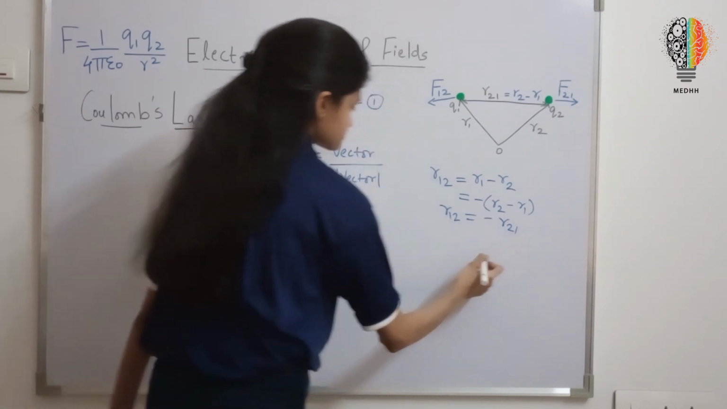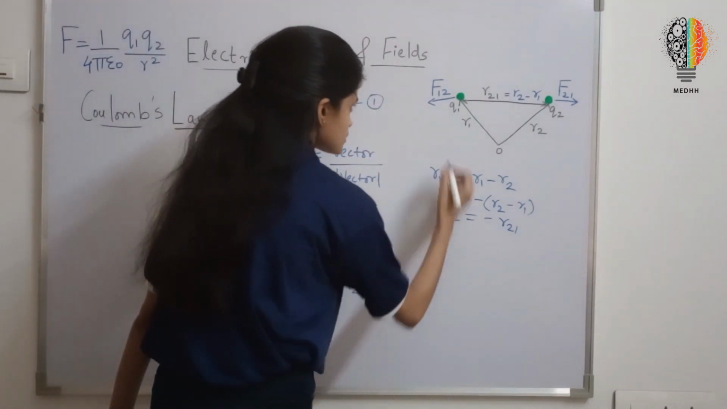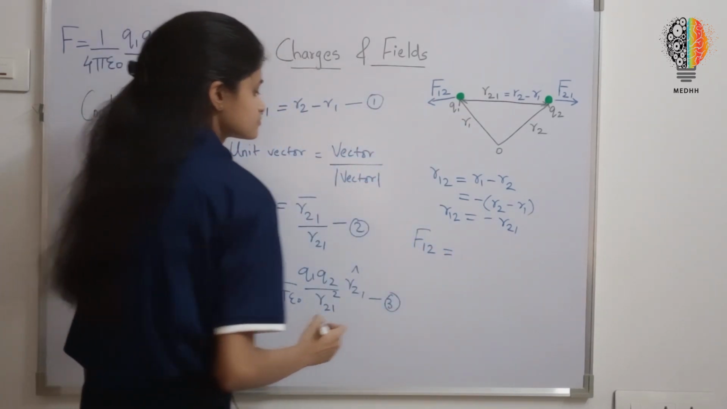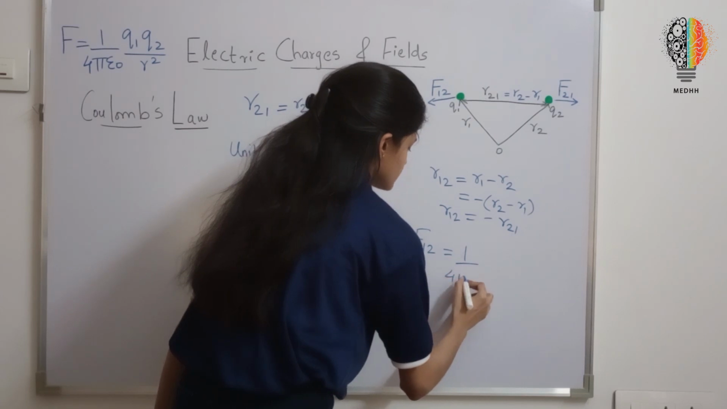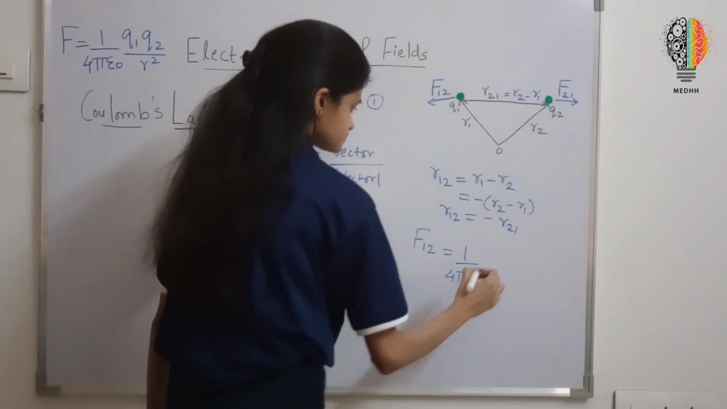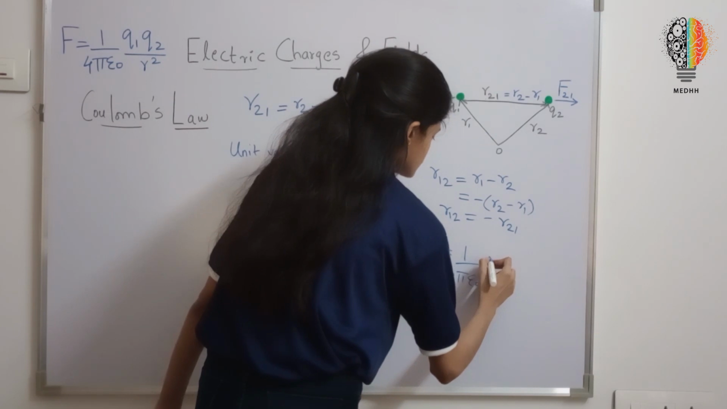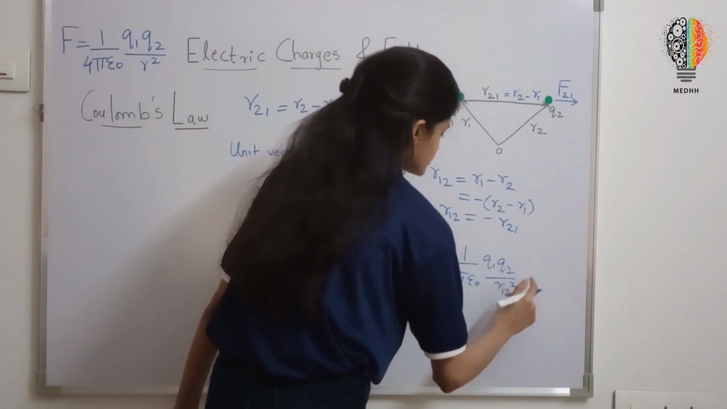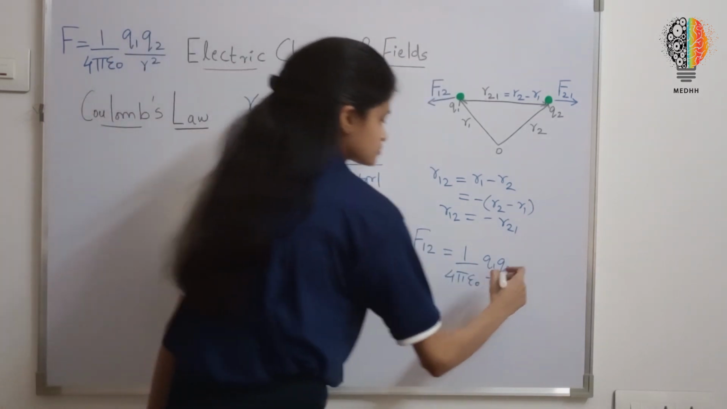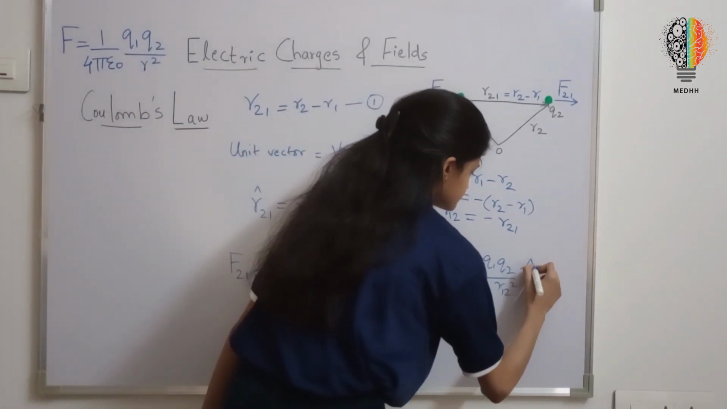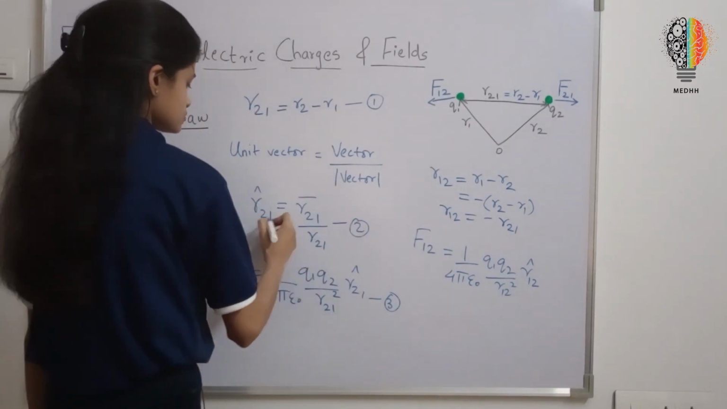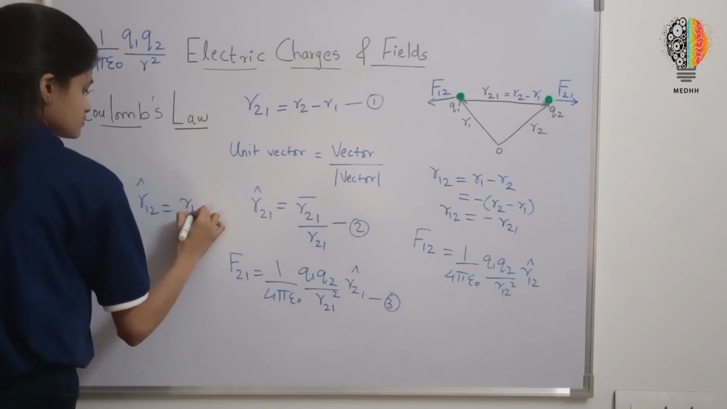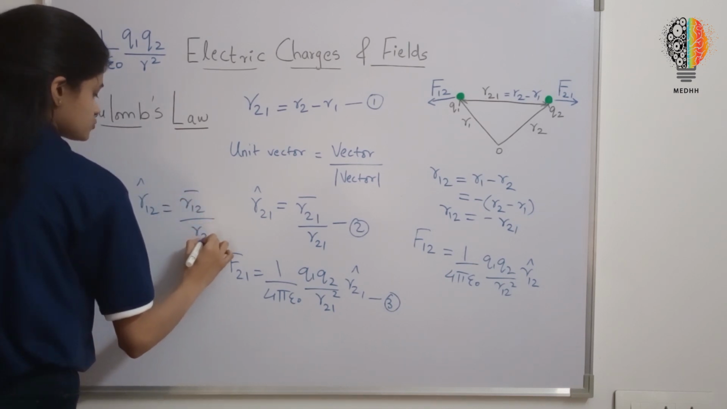So we can write F12 as 1 upon 4 pi epsilon naught Q1 Q2 by R12 square into the R12 unit vector. It will be similar to this. The R12 unit vector will be the vector upon the magnitude.